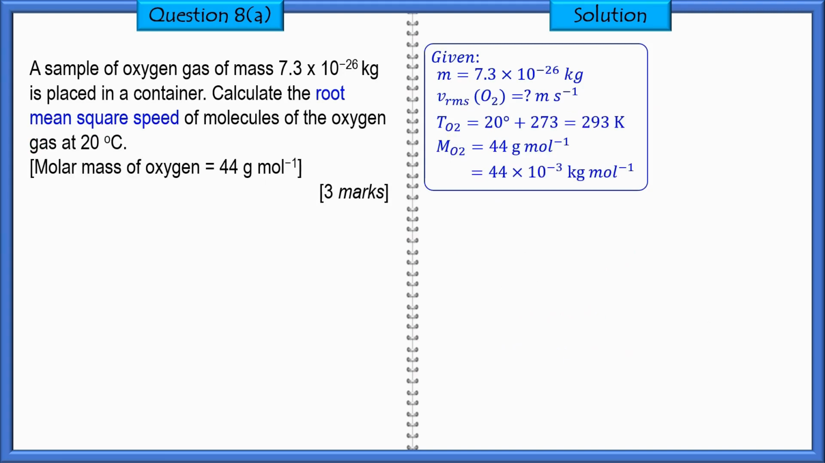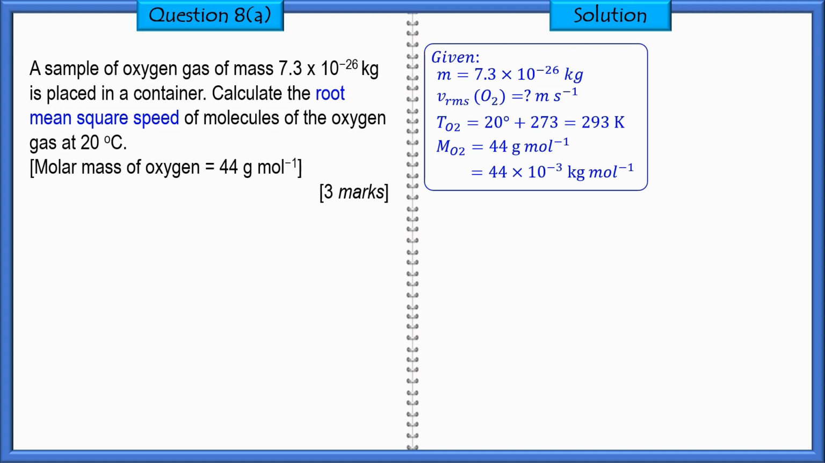Question 8a. A sample of oxygen gas of mass 7.3 times 10 power of negative 26 kg is placed in a container. Calculate the root mean square speed of the molecules of the oxygen gas at 20 degrees Celsius. Given the molar mass of oxygen is 44 gram per mole.